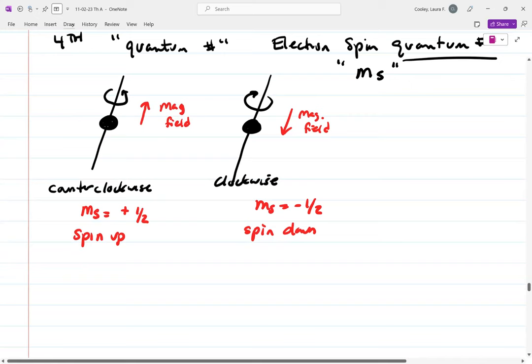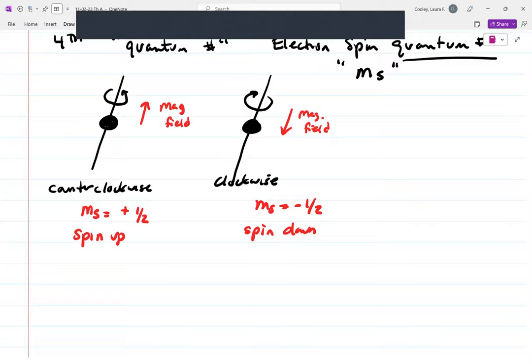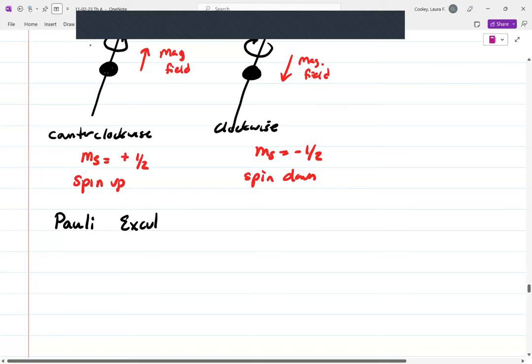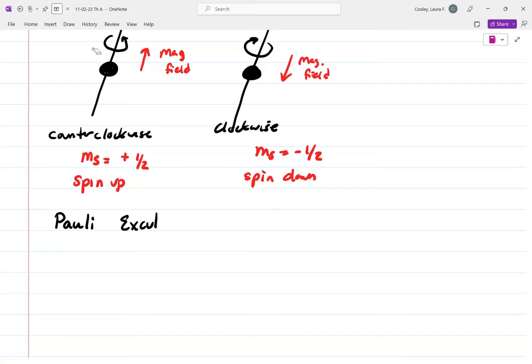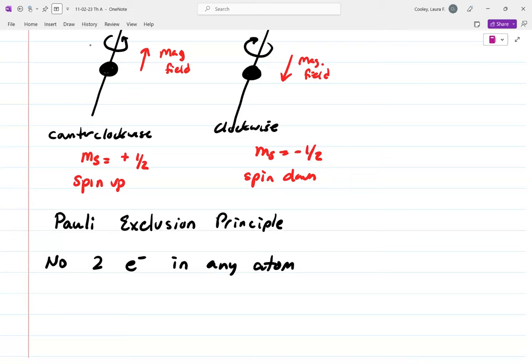But there's something else which restricts the quantum numbers that electrons can have. It's called the Pauli Exclusion Principle. And this principle says that no two electrons in any atom, in any orbital, sorry, can have the same four quantum numbers.